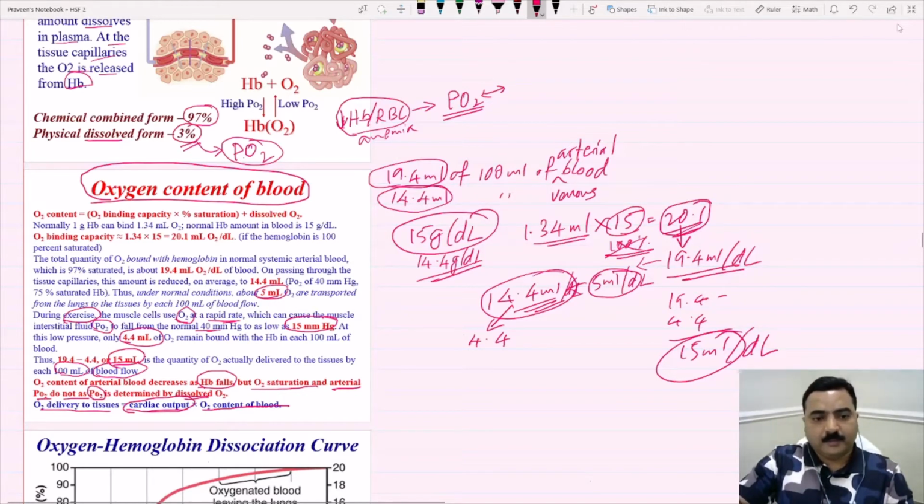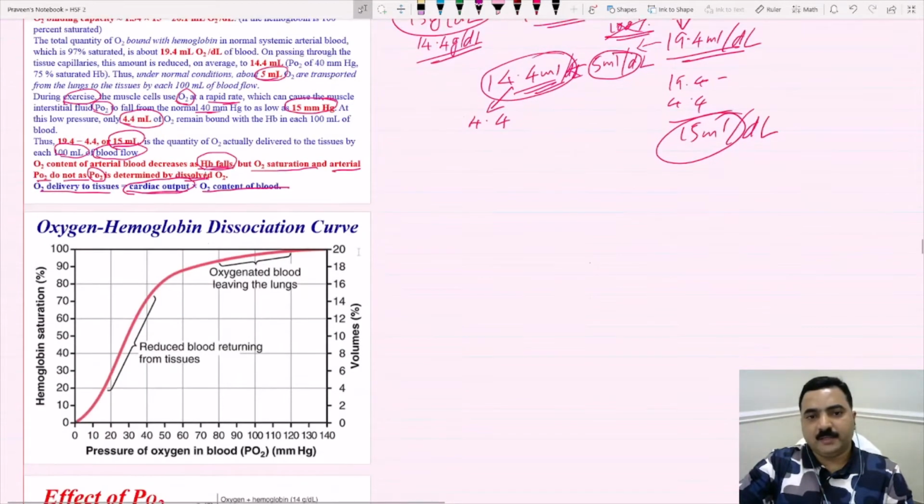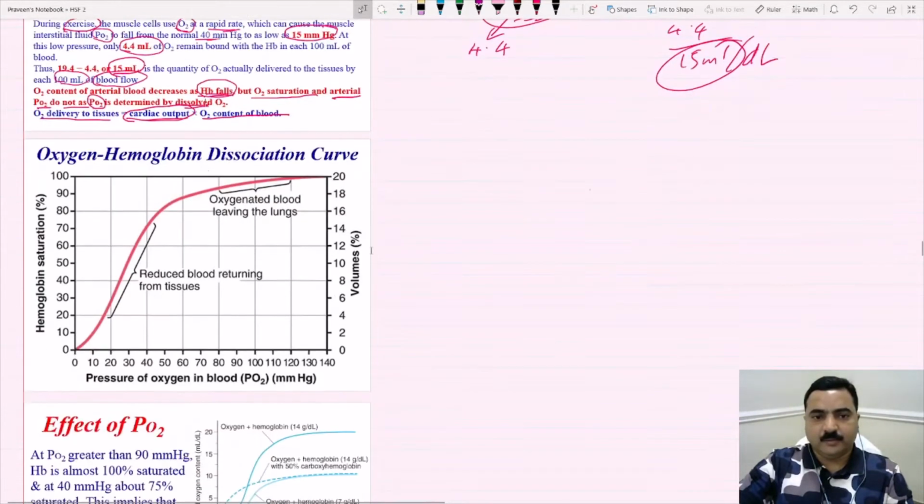Remember that the partial pressure of oxygen or the oxygen saturation does not change when there is a fall in hemoglobin, as in anemia. Now let us see how the property of the hemoglobin changes in different situations. Let's look at the oxygen hemoglobin dissociation curve here. The important point we have discussed is 19.4 ml volume percentage, and volume percentage means ml per deciliter.